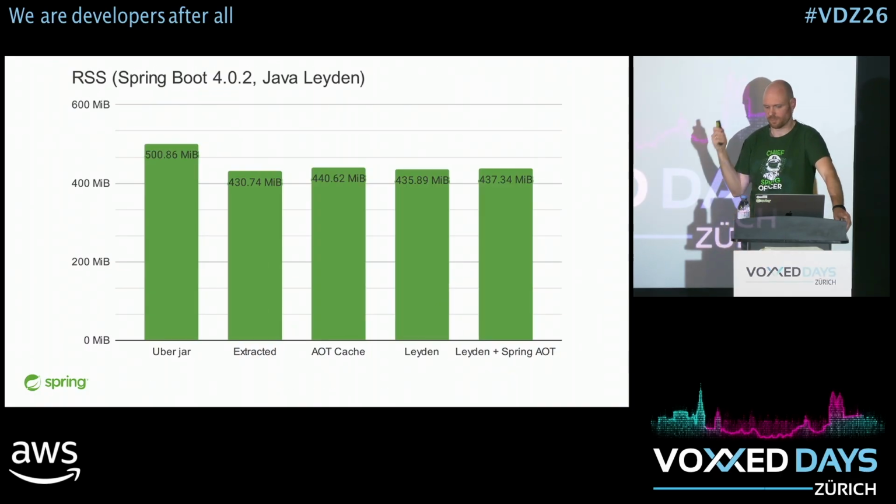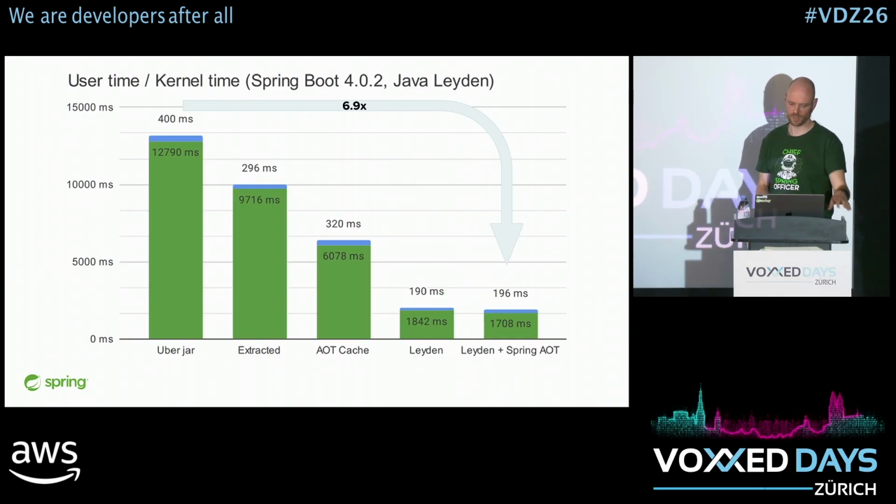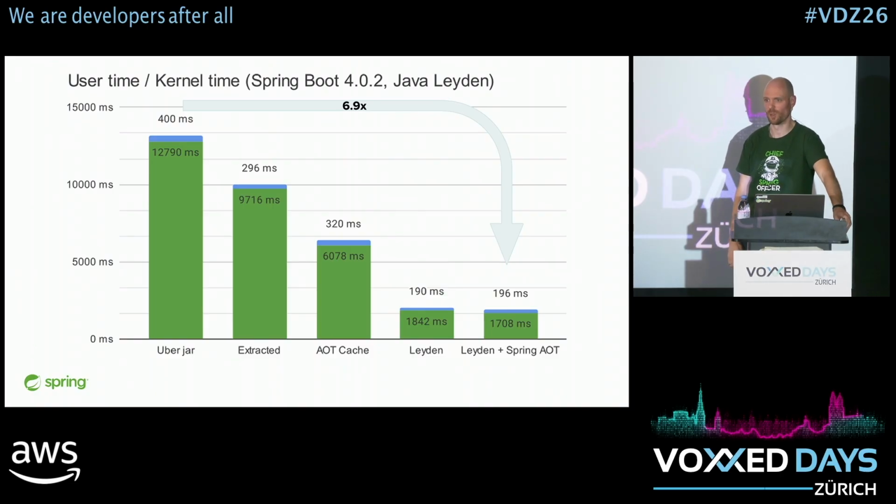The RSS has not really changed here, but the user and kernel time is crazy. Because all the time you spend while starting up, you already did at build time. You profiled all the data, you compiled all the data, you linked and loaded all the classes, and now we're down from like 13 seconds of CPU time burned and built down to 2 seconds of CPU time, essentially. Built and burned, which is a factor of 7x, which is nice.